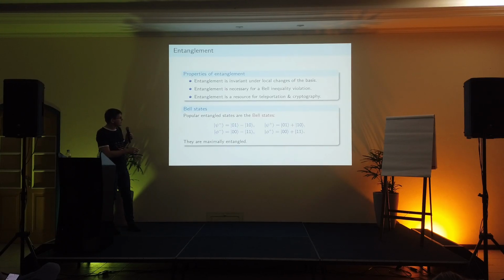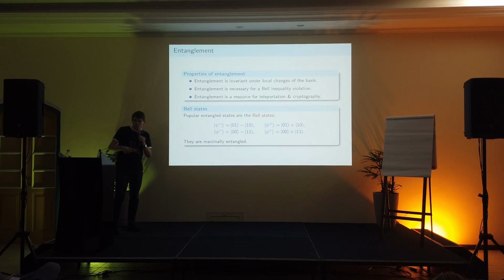Entanglement is necessary for Bell inequality violation. This was actually discussed shortly this morning. So for pure states, it's equivalent: the state violates a Bell inequality if and only if it is entangled. For mixed states, it's not the case. There are essentially entangled states which do not violate a Bell inequality.